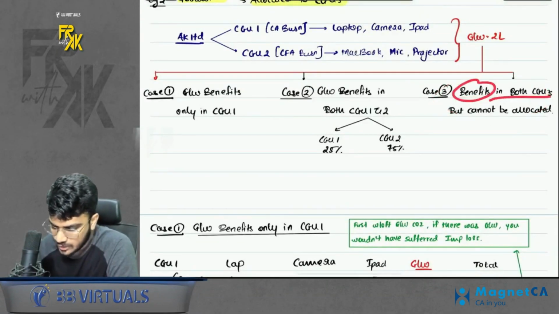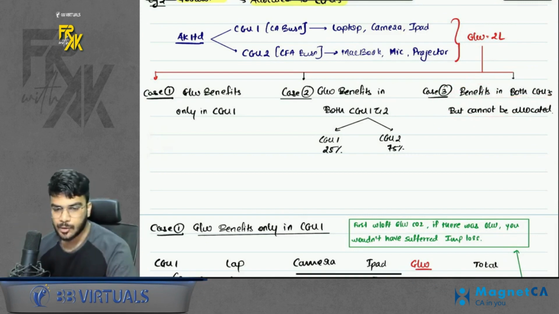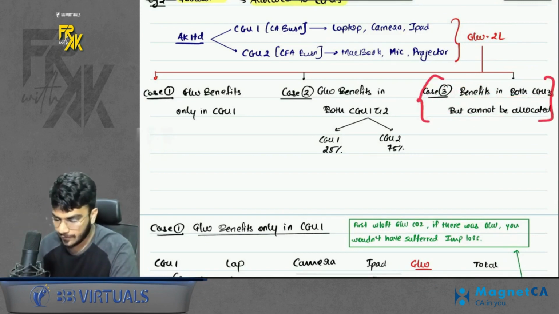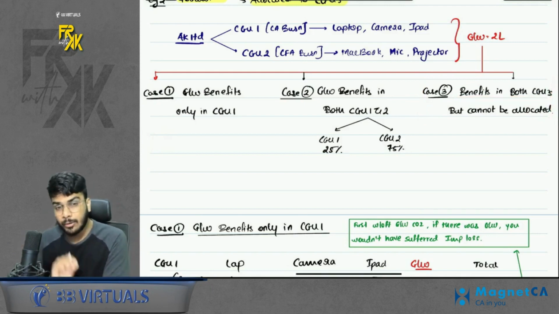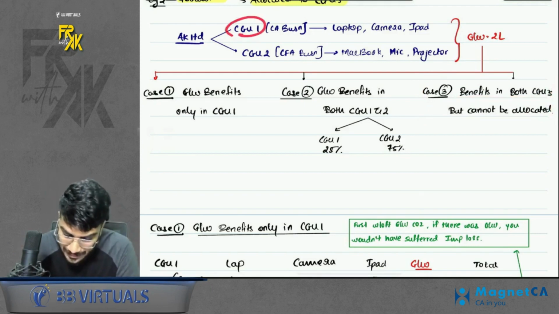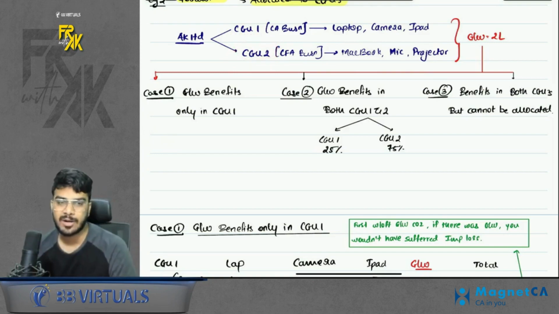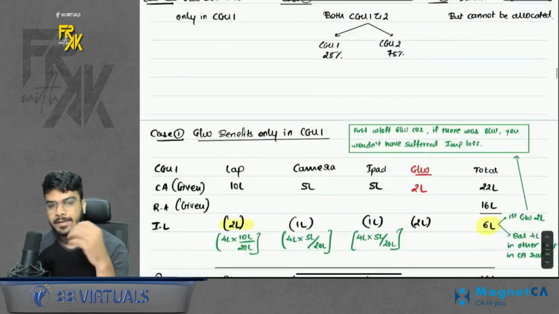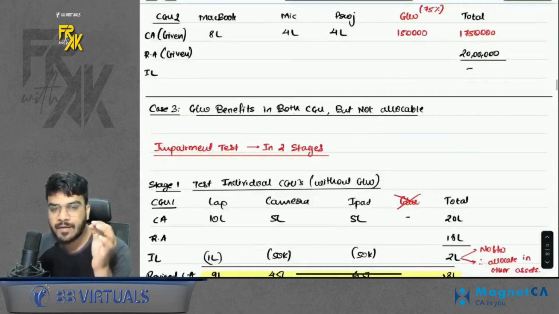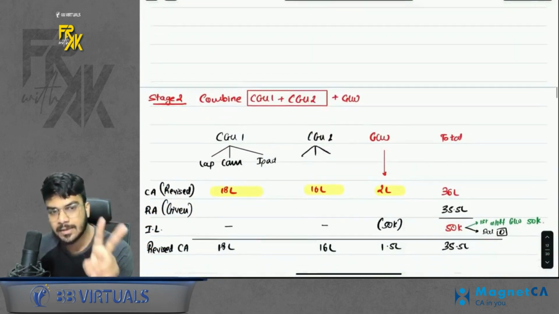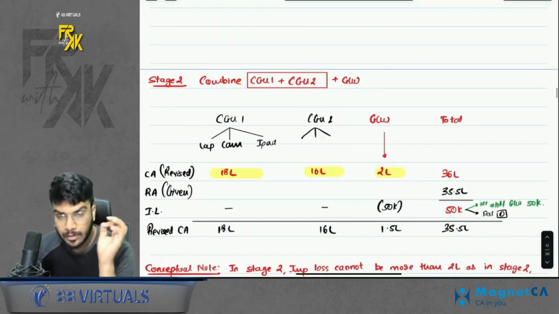Goodwill benefits in both CGUs, but it cannot be allocated. Do you remember when this was the case? When it benefits in both CGUs, but you cannot tell me how much percentage benefit in CGU1 and how much percentage benefit in CGU2. Allocation ratio is not available. So how do we conduct the impairment test? Perfect answer in this case. We will conduct the impairment test in how many stages? 2 stages.